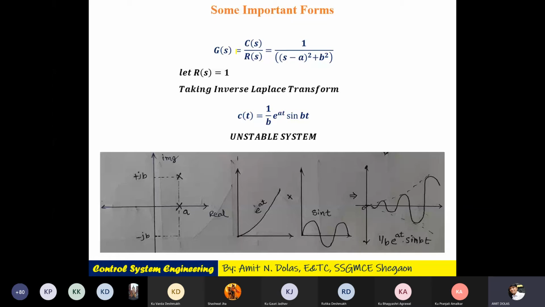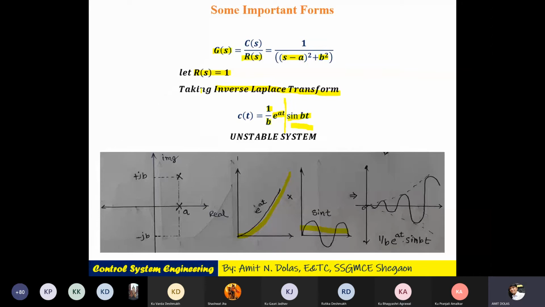I'll go for another. That is G(s) = 1/((s − a)² + b²). Taking the impulse response, R(s) = 1, and taking the inverse Laplace transform, it will be a similar signal, but instead of e^(−at) there is e^(at). So one constant 1/b into e^(at) into sin bt. So there will be two functions: one is an increasing exponential signal, and another is a sinusoidal signal.